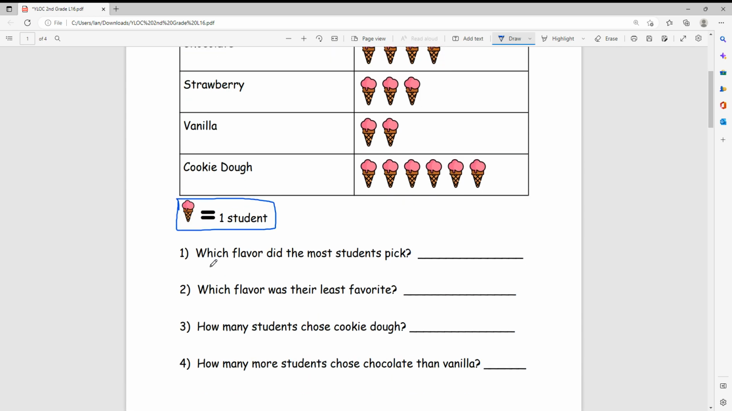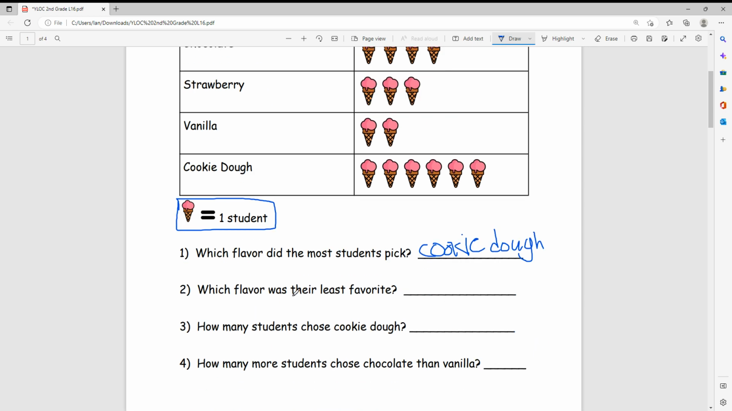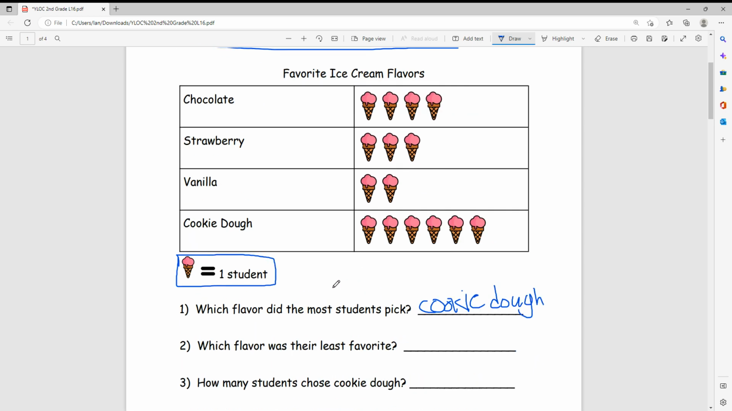So number one, it says which flavor did the most students pick. Each ice cream means one student, so the most ice creams would be the most students. If we look at the chart, we find that cookie dough has the most. So we write cookie dough here.